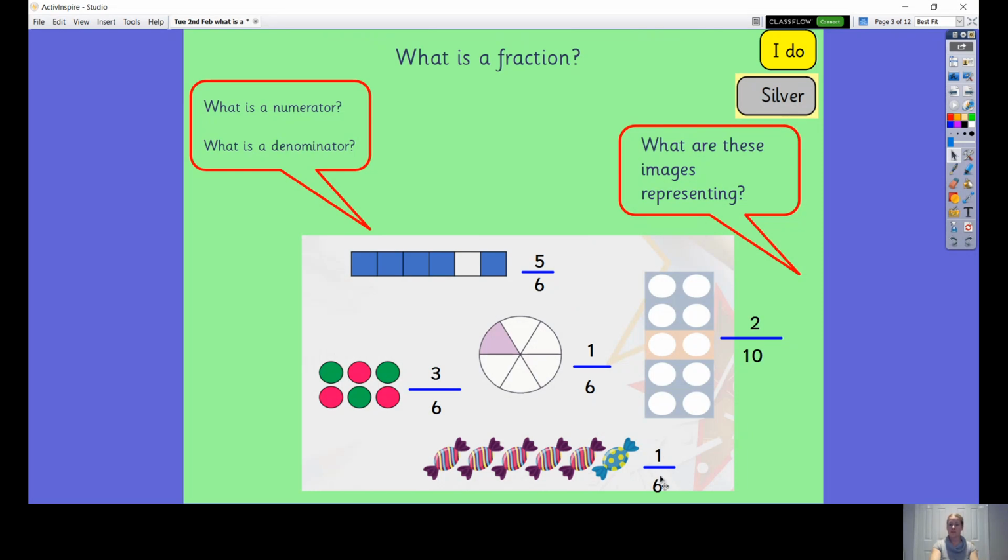So that is a unit fraction as well, isn't it? Because there's just a 1 there. That one's a non-unit fraction because it's got a numerator that is bigger than 1.